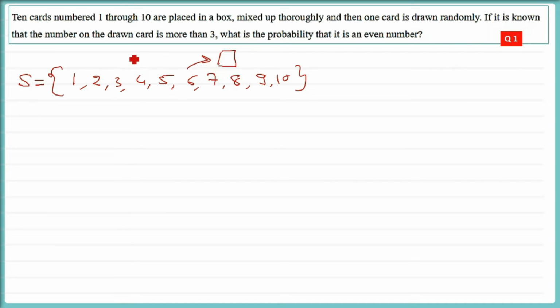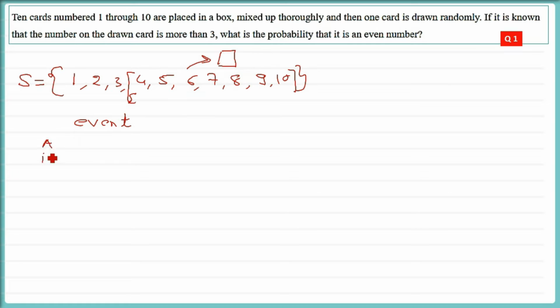Now if it is known or it is given, all these kinds of phrases can lead you to a conditional probability. So in order to find out the conditional probability, we ought to apply a formula. The second one is, it is known that the number is more than 3, so it can be 4 till 10. There is one more thing being asked: if prior information is there that the drawn card is more than 3, what is the probability that it is an even number? So it is a conditional probability. We'll apply the conditional probability formula. So what are the events? Sample space is 1 to 10.